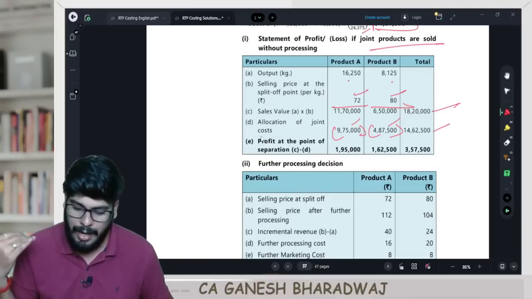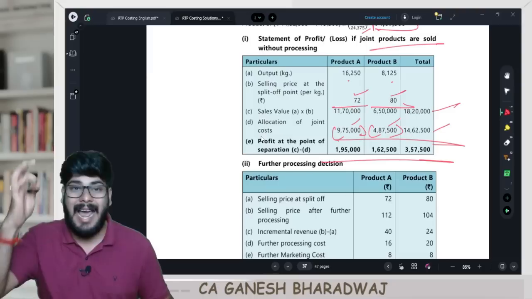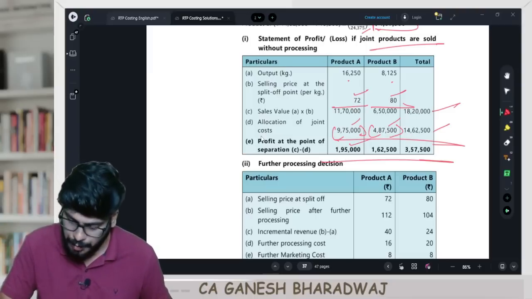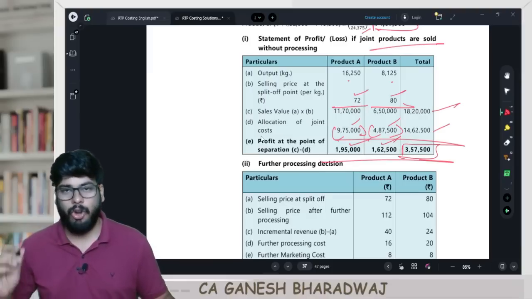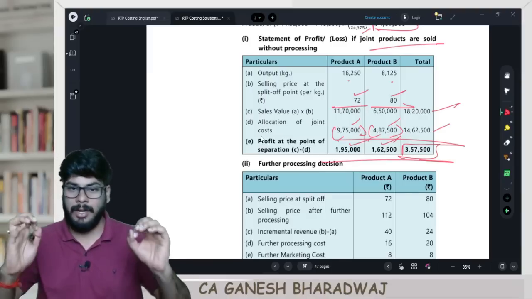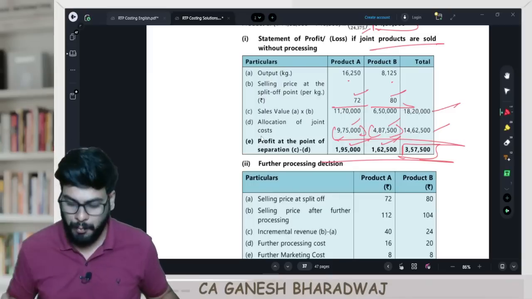So sales value at the split off point minus the allocated joint cost, you get the profit at the split off point product wise. It's going to be 1,95,000 and 1,62,500. You add up the two, you get a total of 3,57,500. And with that, part one is over, right? Now let's go on to part two of the question.